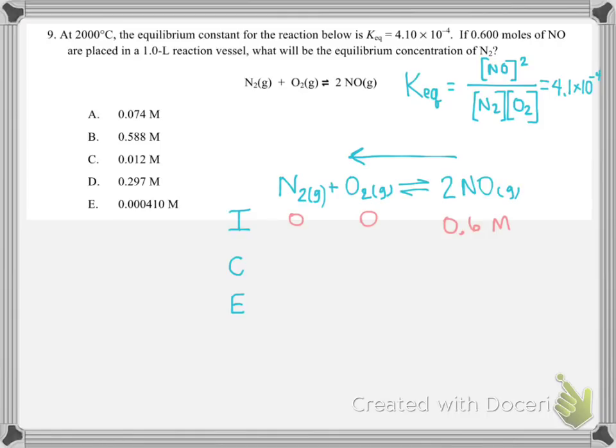Okay, so what's going to end up happening is our change is going to be negative from the product side. And so our equilibrium value for the NO will be 0.6 minus 2x. The change for the N2 will just be plus 1x. Change for the O2 plus 1x. Equilibrium values will be equal to x.